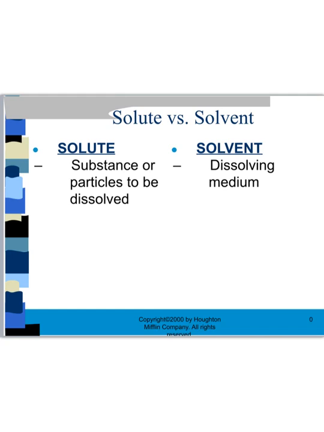This is reviewing the difference between solute and solvent. So remember, solute is what needs to be dissolved. Solvent is what does the dissolving. So water is the most common solvent. It's polar, and therefore it can dissolve just about anything. Remember when we did the Kool-Aid lab? So the solute would be the Kool-Aid, and then the water would be the solvent.